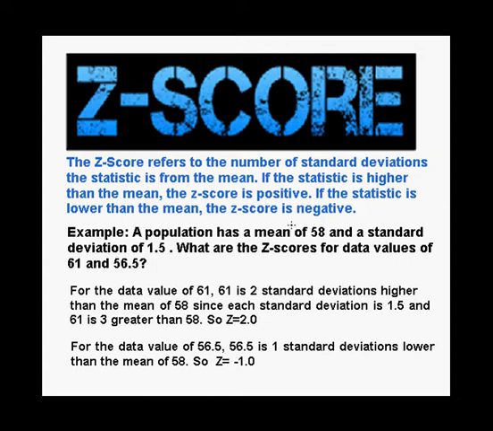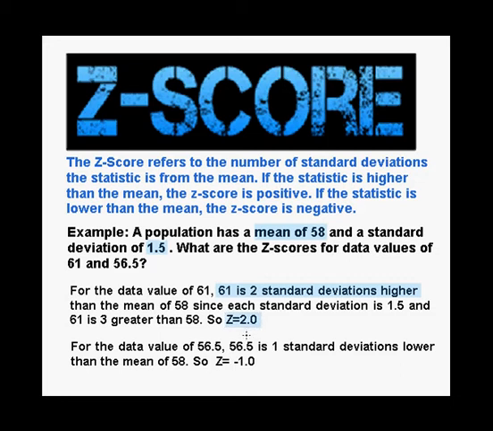To show this, we look at an example. Let's say we have a population that has a mean of 58, meaning it has an average of 58, and it has a standard deviation of 1.5. What are the z-scores for the two data values of 61 and 56.5? First, let's look at 61. 61 is 3 units more than 58. Well, 3 is 2 times 1.5, so 61 is 2 standard deviations higher than the mean. So 61 has a z-score of 2 or 2.0.